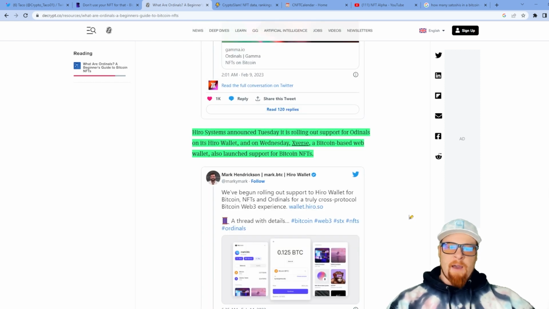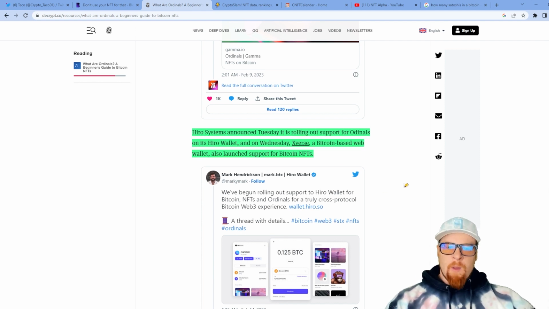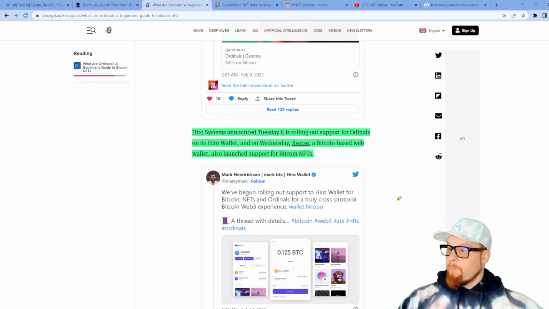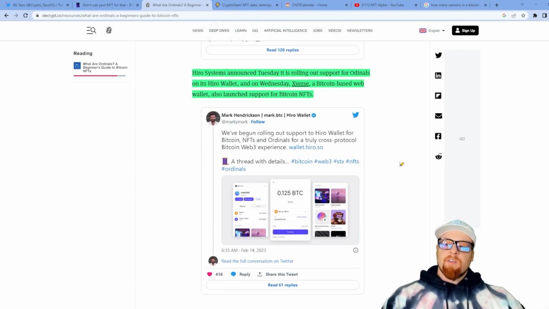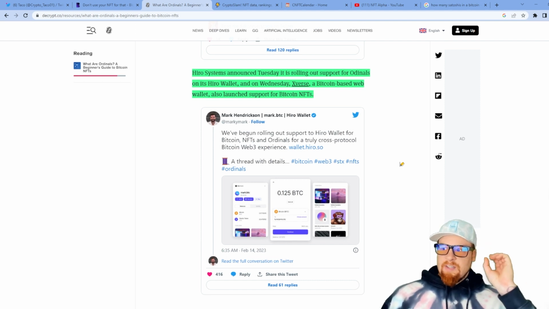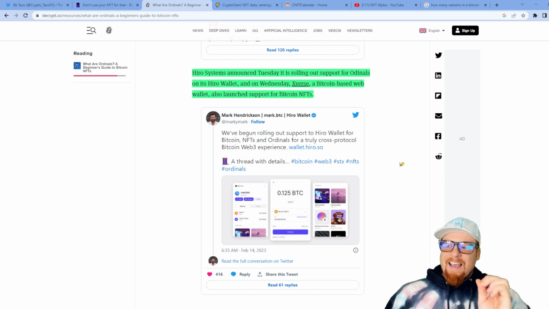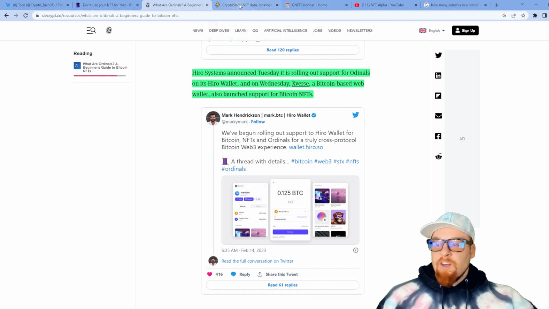Hiro Systems announced Tuesday it is rolling out support for ordinals on its Hiro wallet. And on Wednesday, Xverse, a Bitcoin-based web wallet, also launched support for Bitcoin NFTs. So these wallet providers have to distinguish every Satoshi from one another. In order to distinguish which Satoshi has your ordinal on it, use one of these wallets. Otherwise, it's going to be really hard and you might send out your inscribed Bitcoin Satoshi by accident. You don't want to do that.